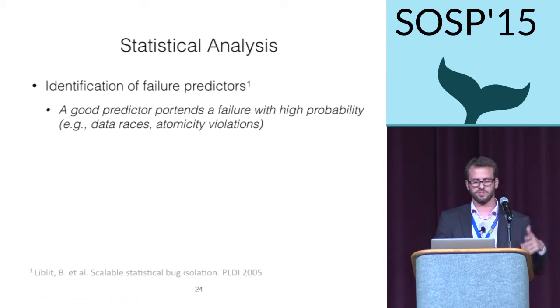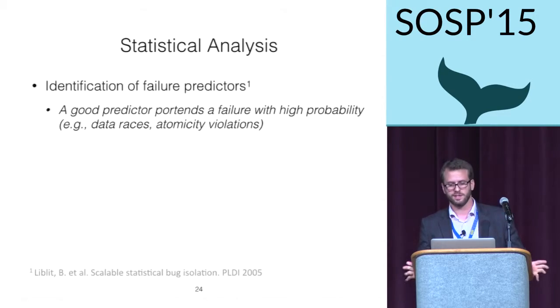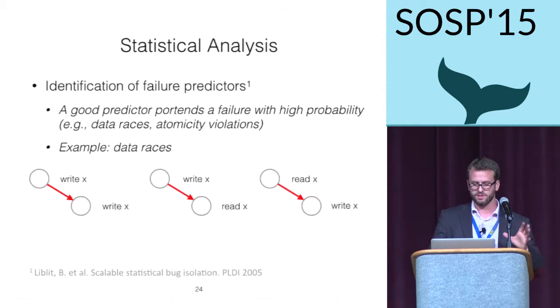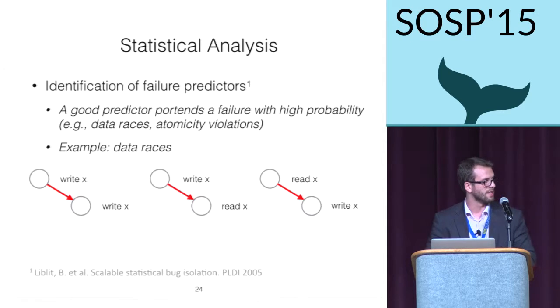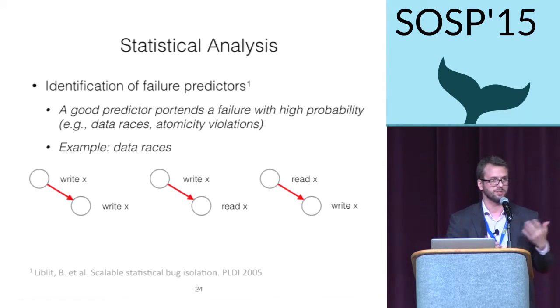As an example, consider data races, which are at the heart of many concurrency problems. A data race occurs when multiple threads access a shared memory location. At least one of these accesses is a write, and synchronization operations do not enforce an order among these accesses. So given that definition, there are 3 data race patterns that can be failure predictors, and we show them on the slide. So given a shared memory location X, these patterns are a write-write data race, a write-read data race, and a read-write data race.